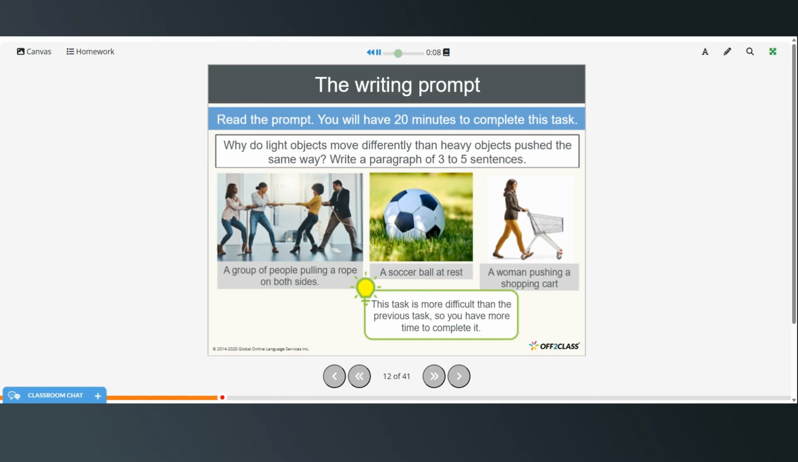Why do light objects move differently than heavy objects pushed the same way? Write a paragraph of 3 to 5 sentences. So this task is a little more difficult than the previous one, so you have more time to complete it. You would have 20 minutes to complete this task.